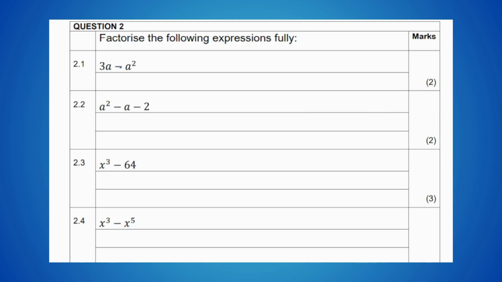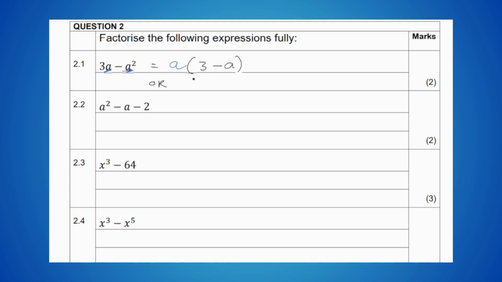Our second question for our June paper 1 was about factorization. This first term deals with highest common factor, which is always the first thing we look for when we factorize. You'll see each of these terms have a as a common factor. So if you take a out as a common factor, in this first term we have 3 left, minus, we took 1a out, so we have 1a left.